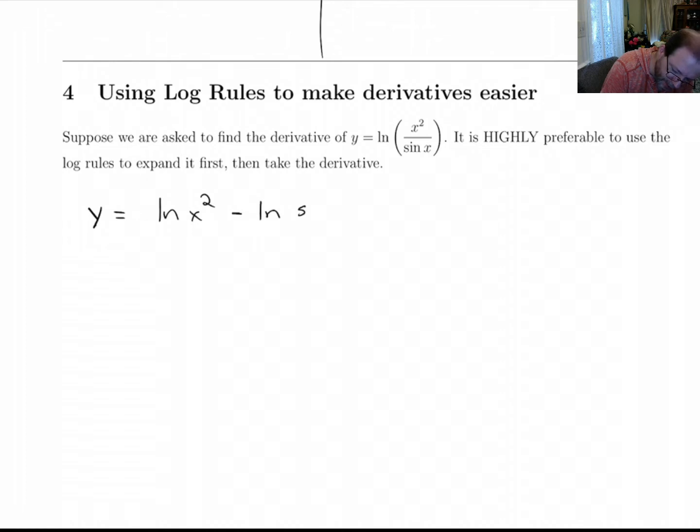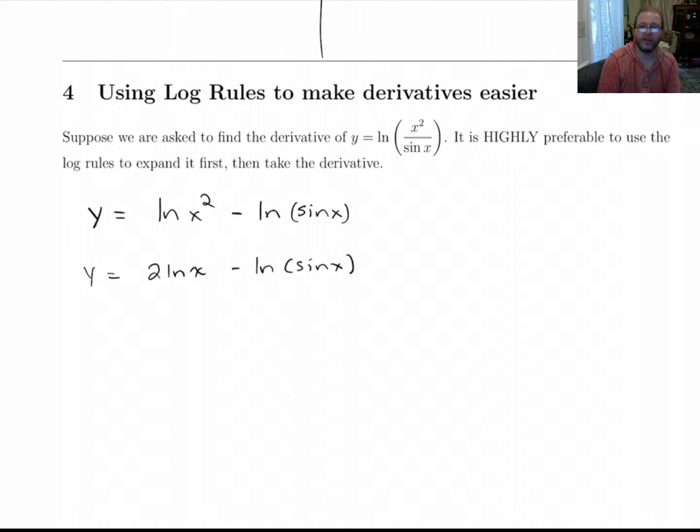sine x. And let's go ahead and get rid of that exponent. I can rewrite this as 2 ln x minus ln sine x. And taking the derivative of this is easy.